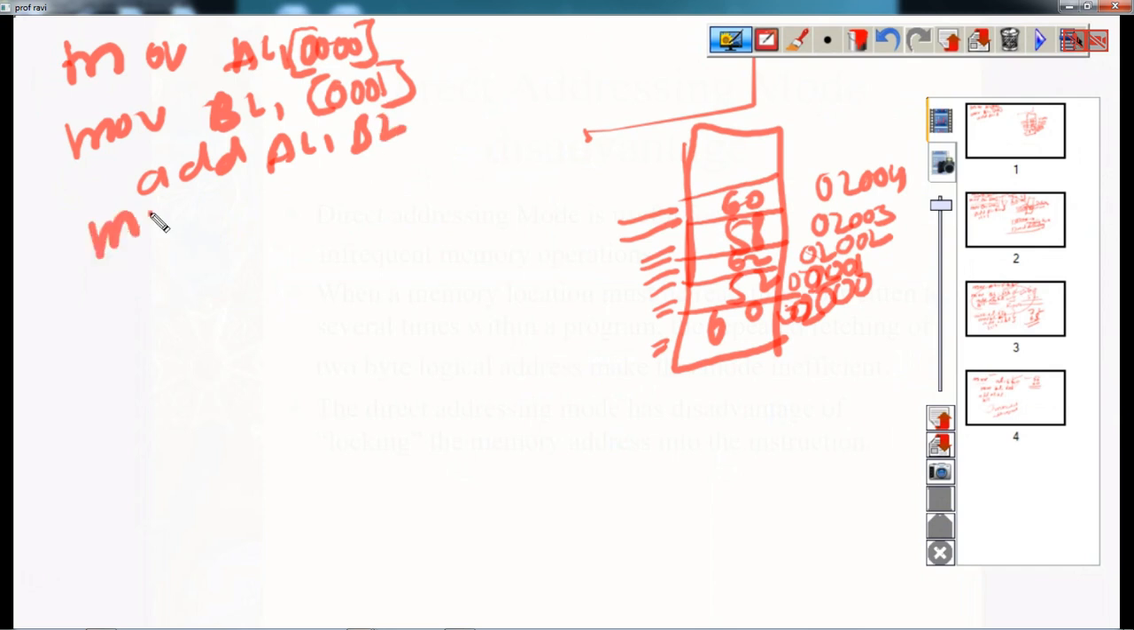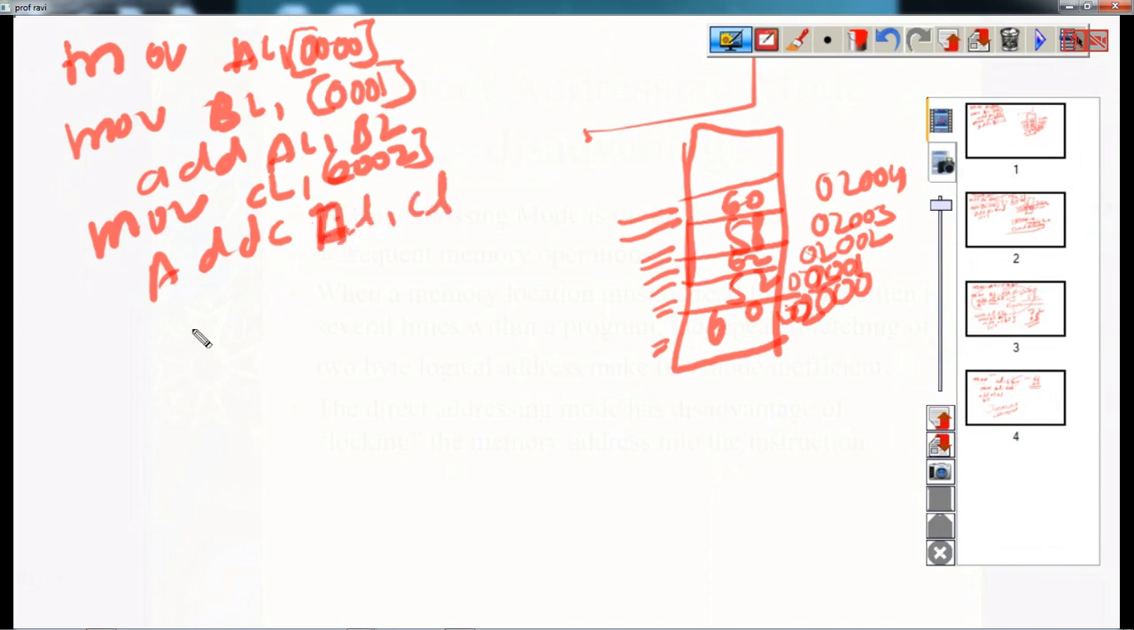Then again MOV CL, 0002 and add with carry. If any previous carry is there, then ADC, I'll explain this, don't worry about it. ADC, you can write here AL, CL. Then MOV something, you can use CL or BL, no problem. So here MOV BL, 003.